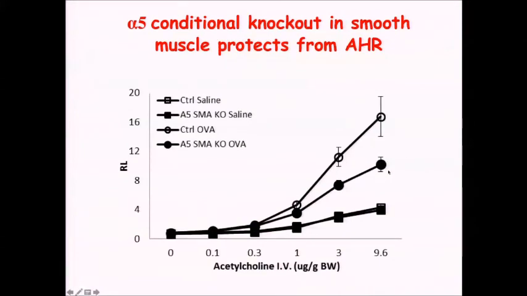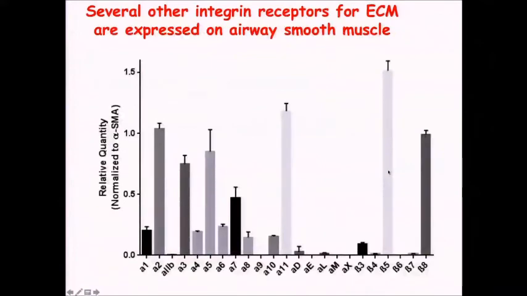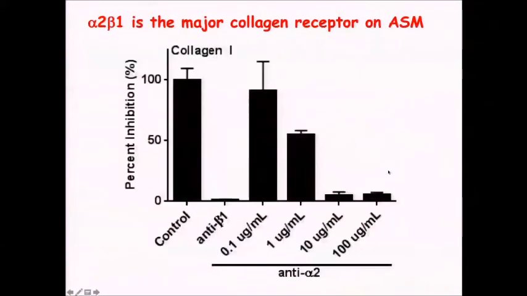So she went to look at what other integrins might be expressed by airway smooth muscle cells, because fibronectin is just one of the matrix proteins that the cells could be tethered on. And so there are several integrins that are expressed. This is just a PCR screen. And as a first case, she's focused on the integrin subunit alpha-2 of the alpha-2 beta-1 integrin. And so alpha-2 beta-1 is the major collagen receptor on airway smooth muscle cells.